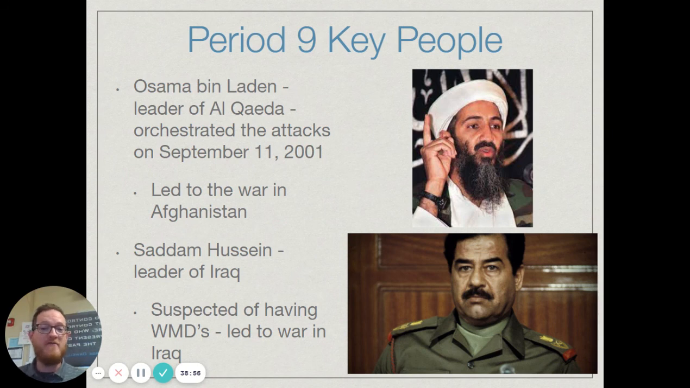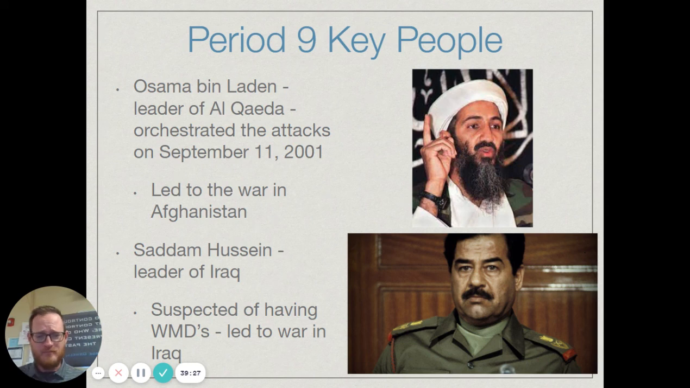Osama bin Laden, again, he'd be very, very key. He was the leader of Al-Qaeda and orchestrated the attacks on September 11th, 2001. Not only had he played a part in that, he had also played a part in the 1993 World Trade Center attacks, as well as other terrorist attacks around the world during this time. This would lead to the war in Afghanistan. We wouldn't have any luck finding him in Afghanistan. Apparently, he went over and hid in Pakistan. Finally, under President Barack Obama, the military would find him and he would be killed.